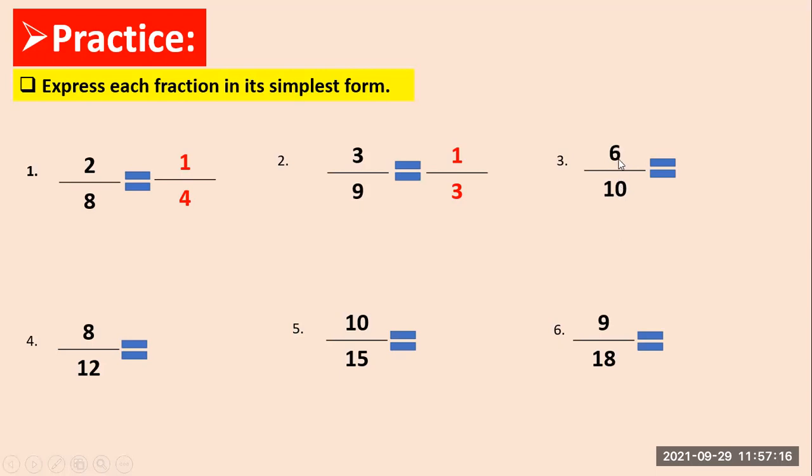5, 6, or 5 divided by 6 or 6 divided by 5 cannot be. So what number can we divide by here? Only 2. We can use 2 because we can divide 6 by 2. We can divide 10 by 2. If we use 3, we cannot divide 10 by 3. So only the number 2.